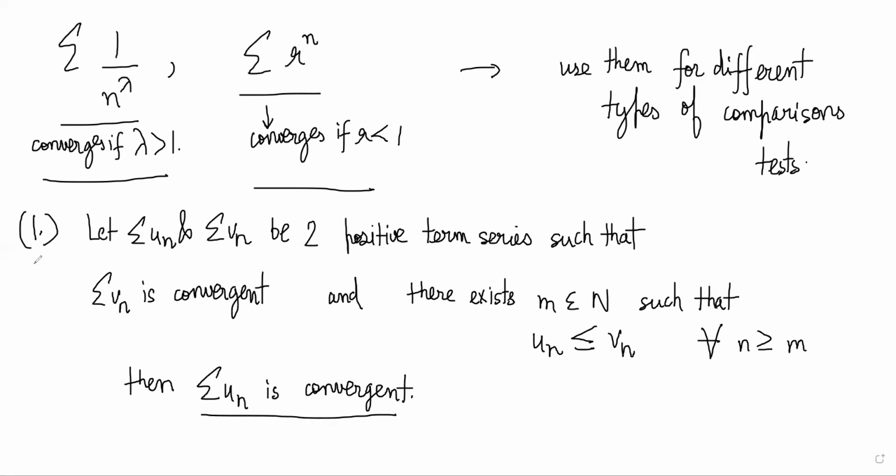What is this theorem saying? There are two series. We know one of them is convergent. They are positive term series. And we know that after some cutoff point, all the terms of the second series are less than the terms of the convergent series. After some value m, there is an m like that, after which every term of the unknown series is less than the terms of the known convergent series. Then the unknown series is convergent.